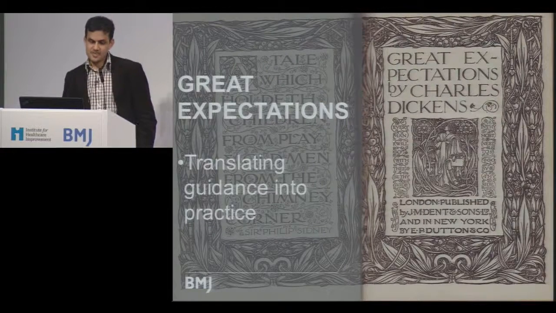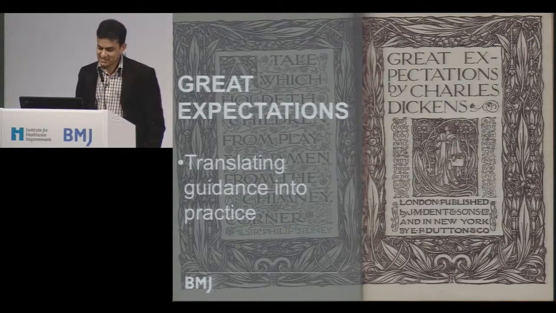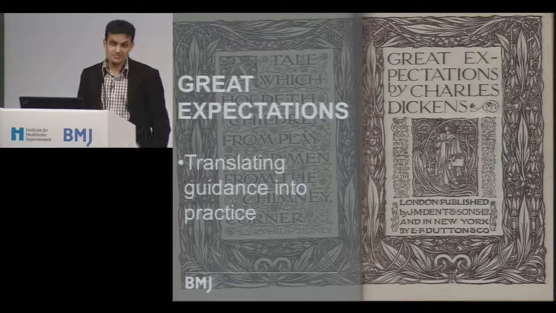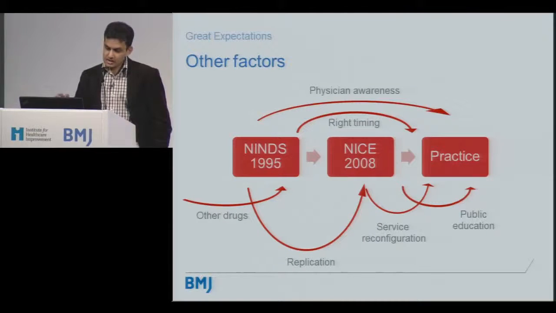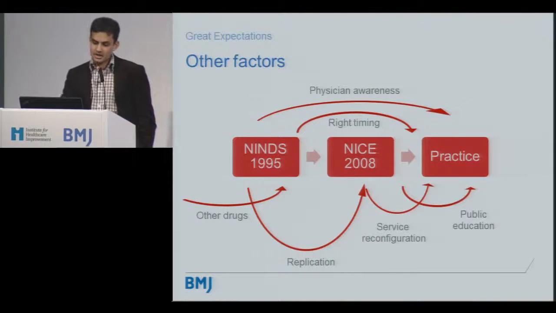So people had great expectations. We still do. And how have we tried to improve the uptake of this clot-busting treatment for strokes? Well, I think one thing is we need to think about the pathway, not as simplistically as the first diagram that Helen showed, but the diagrams that were shown later on, and this is just a different way of showing the same thing. There's lots of other factors involved.